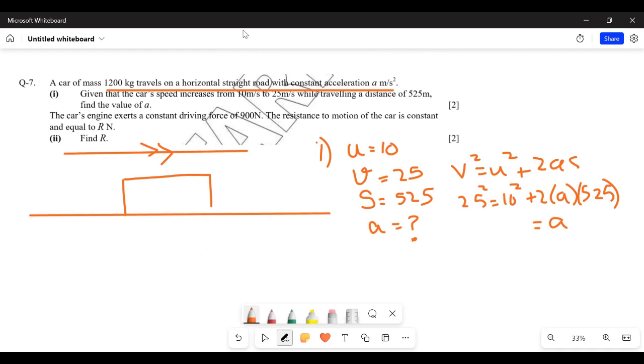Hmm, 0.5. 0.5 answer is written. 25 square minus 10 square is 5... 0.5. Yes, 0.5.